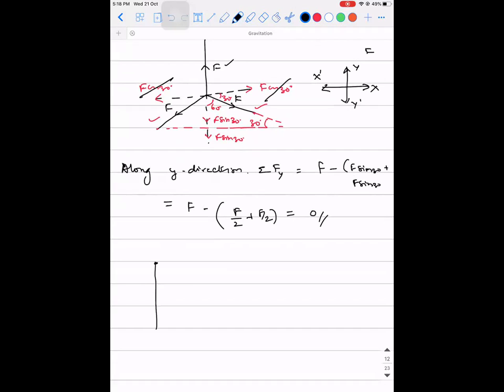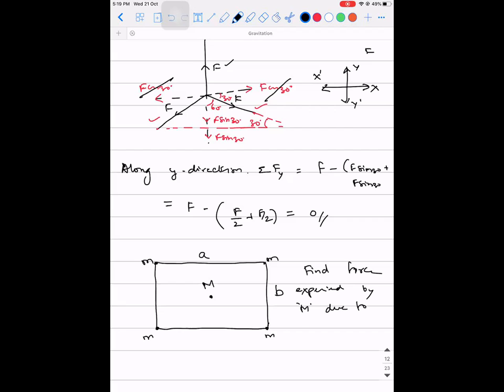So I'll give you another problem. You keep trying. I'll be back in 5 minutes. If there are 4 masses of equal value which are kept at the vertices of a rectangle, and there is a mass of capital M that is kept at the point of intersection of diagonals of the rectangle, that is the center of the rectangle of sides A and B. Find the force experienced by capital M due to the system. Find it out.